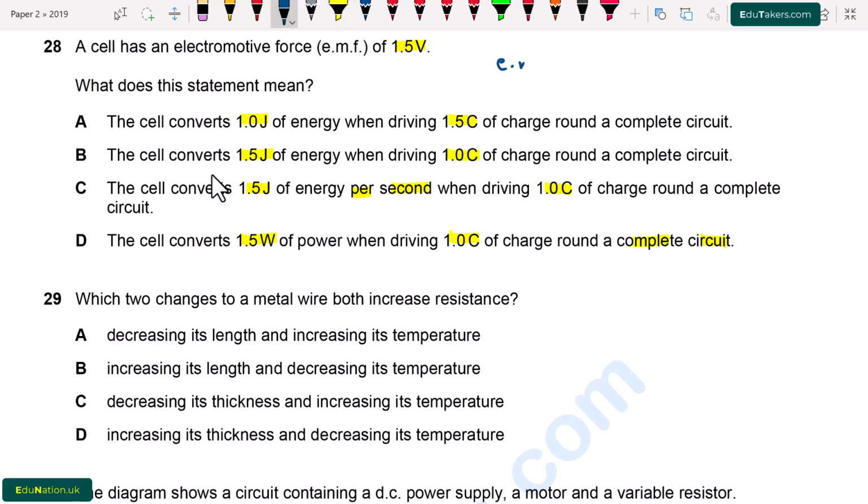We know that electromotive force is equal to energy over charge. Here it is given that EMF is 1.5 volt. 1.5 volt will be equal to, the unit of energy is joule and the charge is measured in coulomb, here will be 1.5. It means that the cell converts 1.5 joule of energy when driving 1.0 coulomb of charge around the complete circuit. So option B is correct.